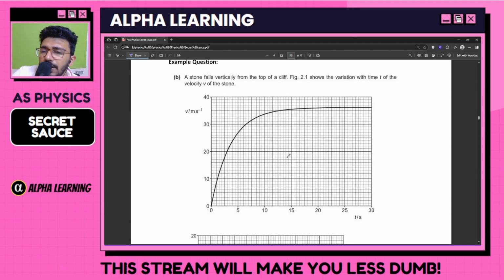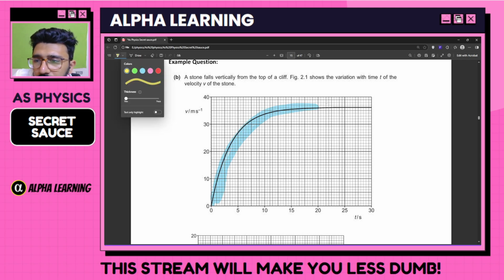Simple, nothing complicated. This is a perfect example of a velocity time graph of terminal velocity. Can you see that from here till here you have a decreasing curve? From 0 to 20 seconds you have a decreasing curve, and then you have a horizontal line like this.